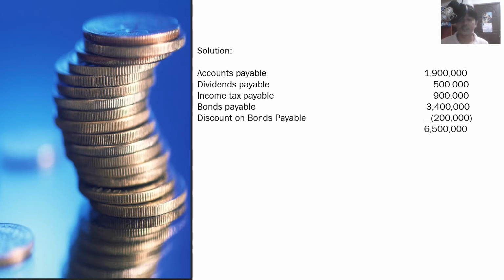However, itong 3.4 million na bonds payable, di ba ang bonds payable is normally a long-term liability pero mag-due na siya within 1 year. So it will be classified as a current liability na. So the answer is letter C. 6 million rather 6,500,000.